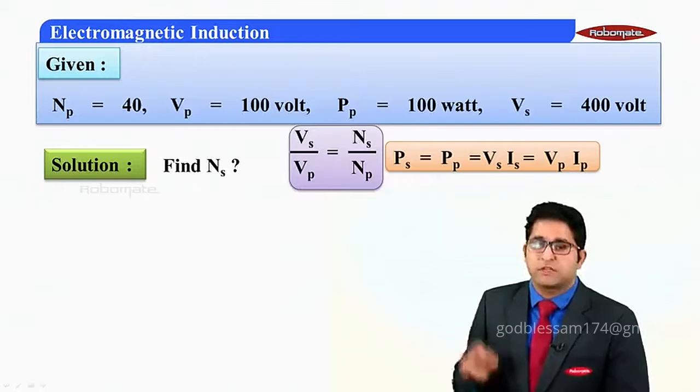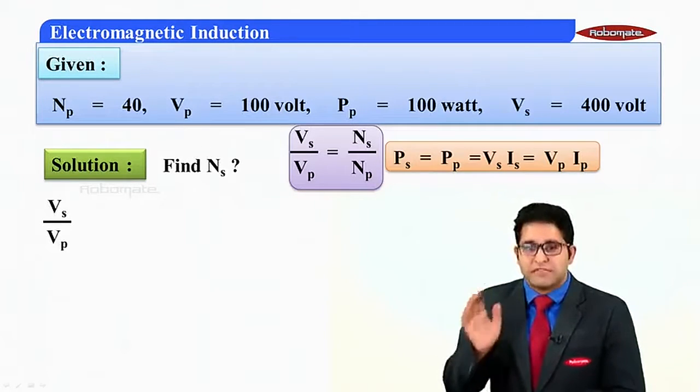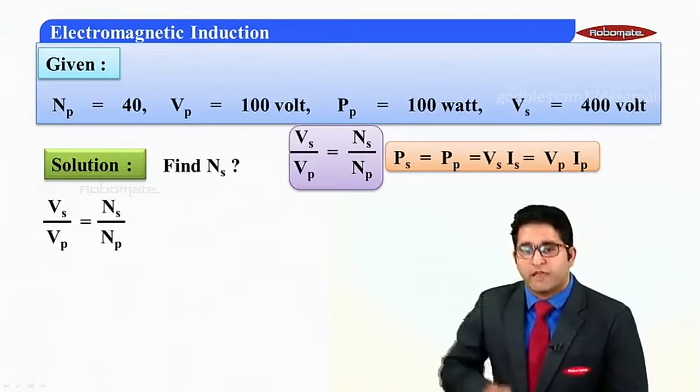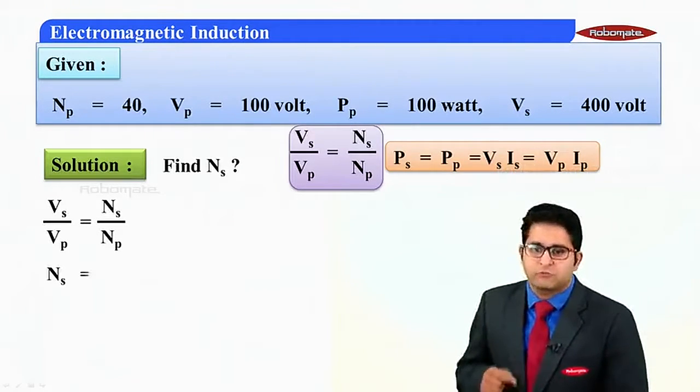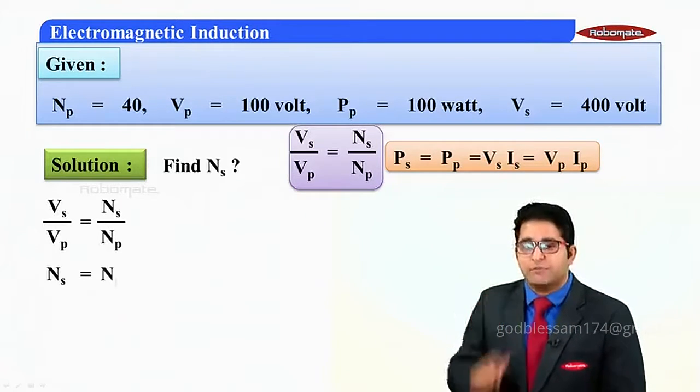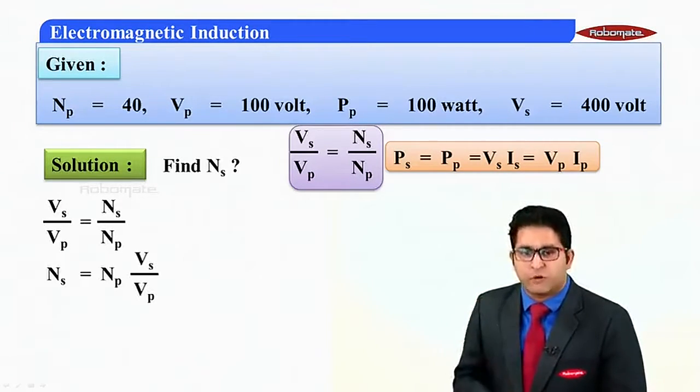Right? So what is the relation? Vs upon Vp is equal to Ns upon Np, and we can rearrange to find out the value of Ns. So this Ns will be equal to, I'll transfer Np to that side. So what will I get? I'll get Np multiplied by Vs upon Vp.